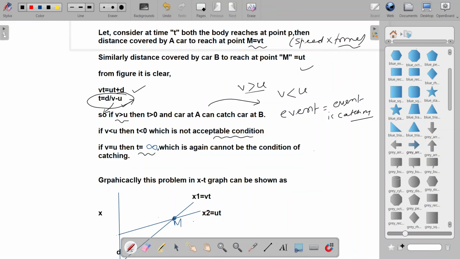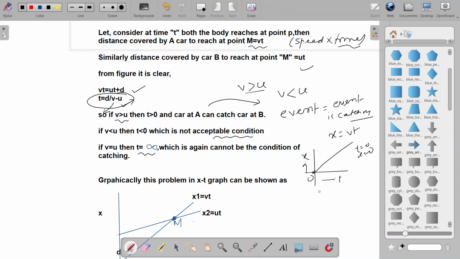Now this is an x-t graph. In the x-t graph, if you start with the origin O, the first body will have x equal to vt, so it will be a straight line passing through the origin. If you put t equal to 0, you will get x equal to 0, so it will move like this.